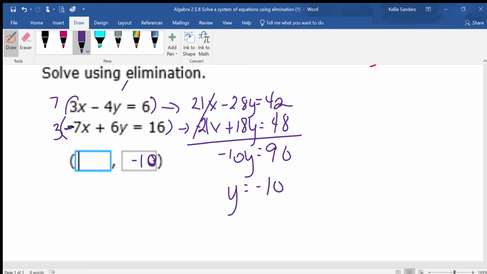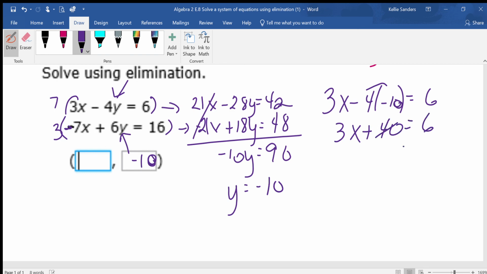Then plug negative 10 either into this y, into this y. Again, it doesn't matter. I'm going to use the top equation. Four times negative 10, well, negative 4 times negative 10 is 40. Subtract 40.